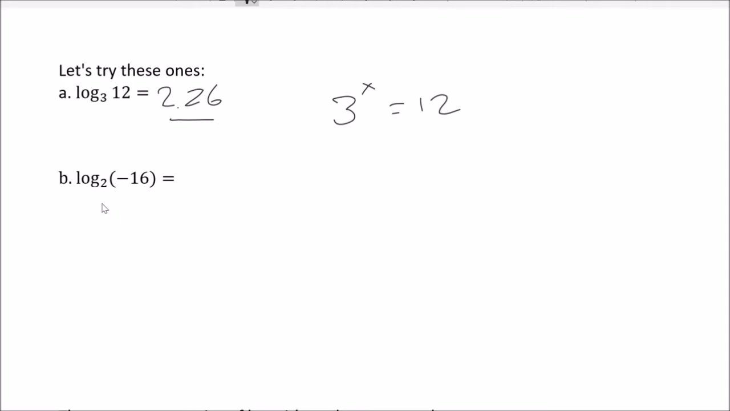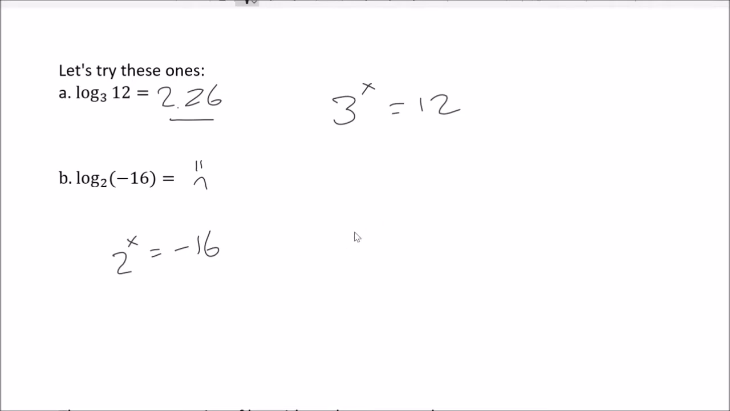If you type the second one incorrectly, you should not be able to get an answer at all. In fact, I'm going to put a little sad face there. Let's think about why. This is asking 2 raised to what power would be negative 16. So really what that comes down to is, is there a way to choose an exponent that will turn a positive number into a negative number?